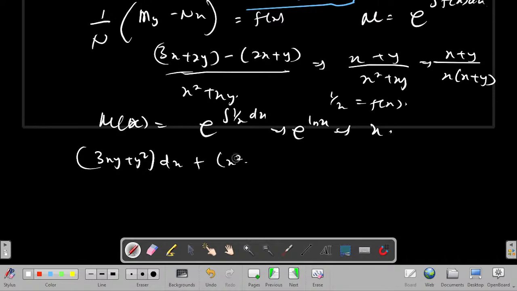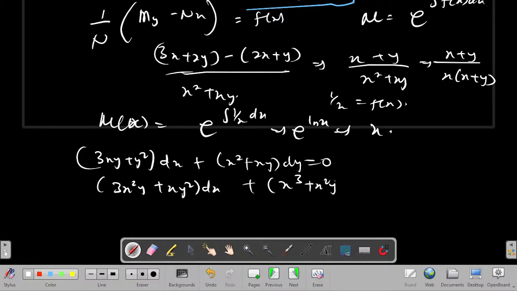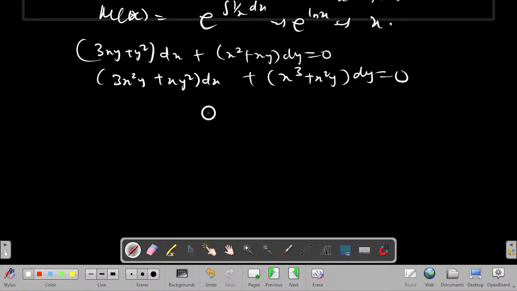S squared plus xy y is equal to 0. I'll multiply through by x, so I'll end up getting 3s squared y plus xy squared x plus bracket s cubed plus s squared y is equal to 0. Once you've reached this point, the next thing to do is test for exactness, whether what you did is right. So to test for exactness, I'll differentiate this with respect to y again.